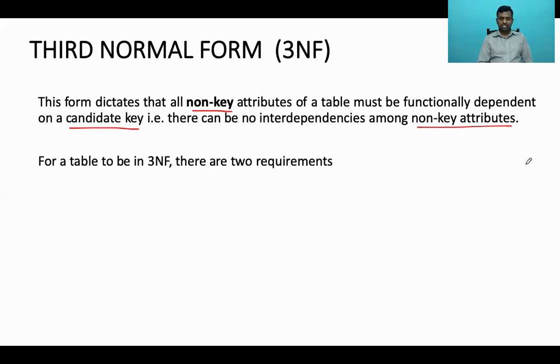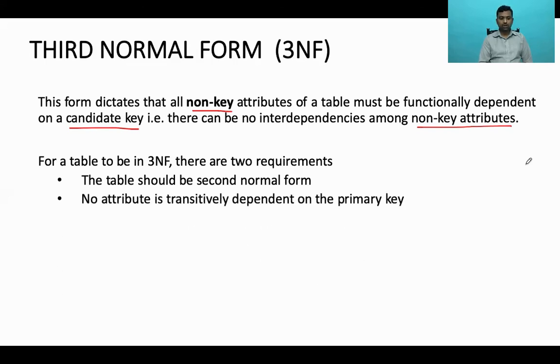Now, for the table to be in third normal form, two important requirements. What is that? First, the table should be in second normal form. What is the next one? No attribute should be transitively dependent on the primary key. It means that no attribute can have any other relationship. It can have a relationship only with the primary key.